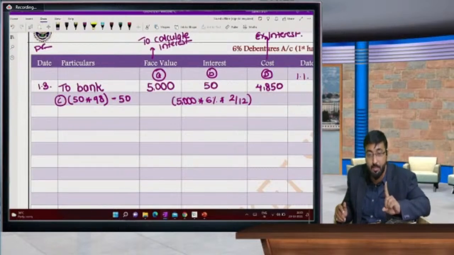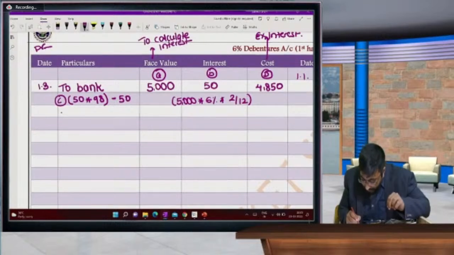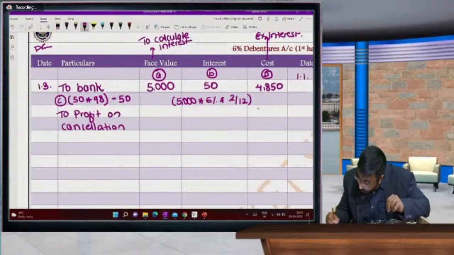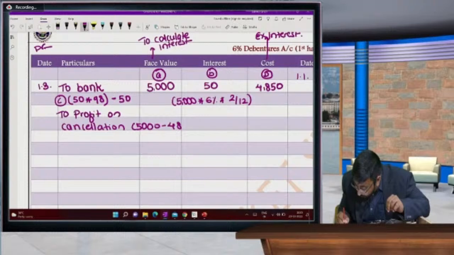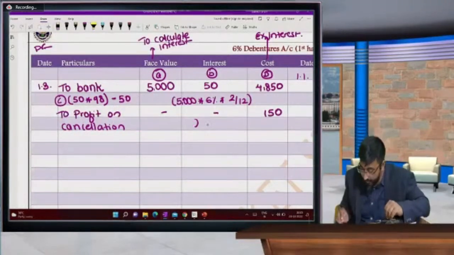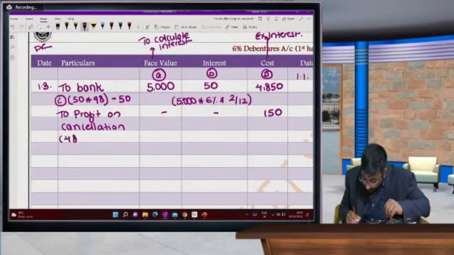And then this difference between face value and ex-interest is always, remember, a principal amount. Ex-interest means principal amount. And this difference, ABCD, goes to profit on cancellation. 5,000 minus 4850. You are going to cancel it by 150 rupees. Profit on cancellation. 4850 and 5,000: face value and cost.